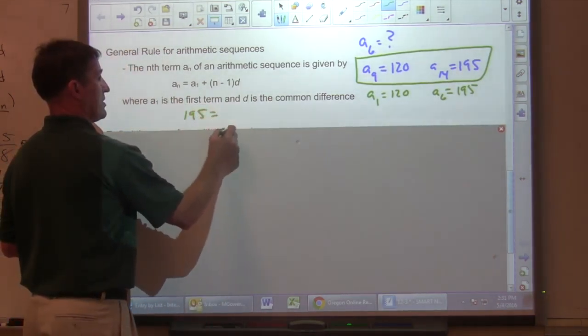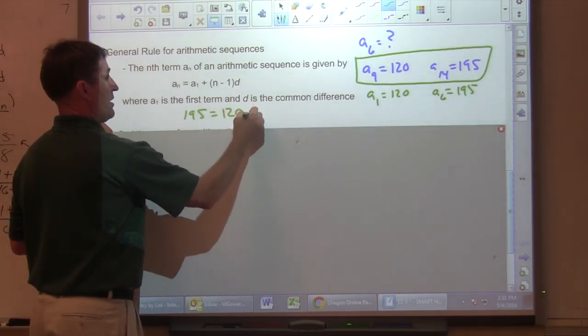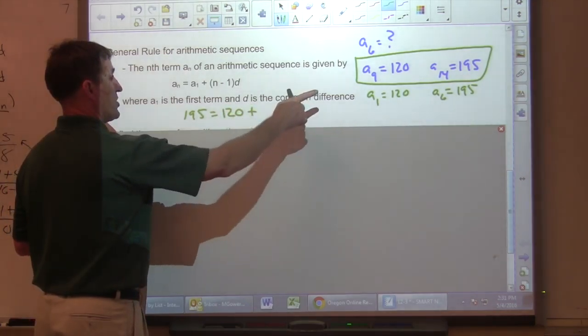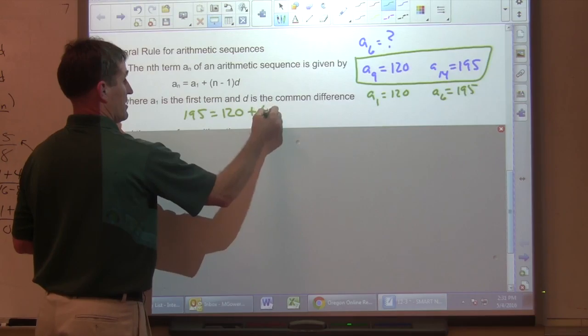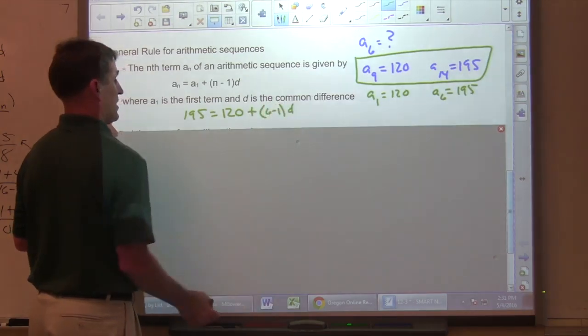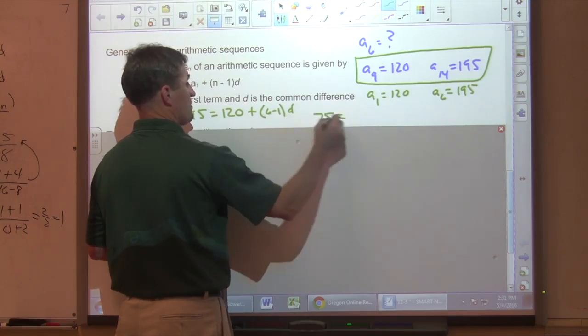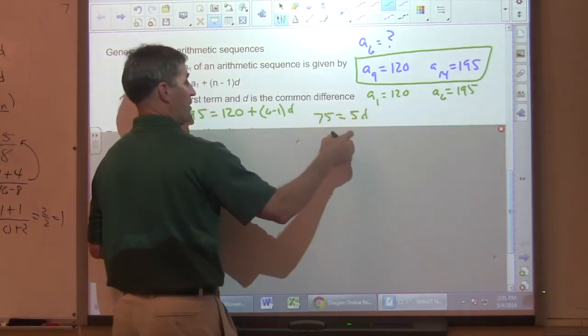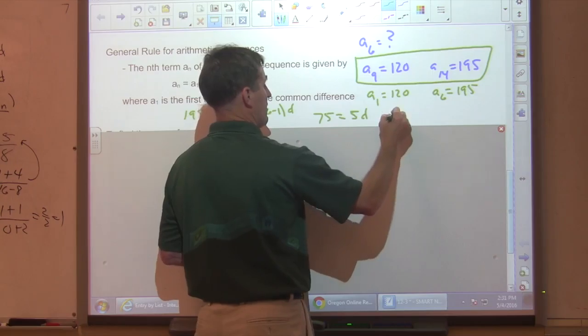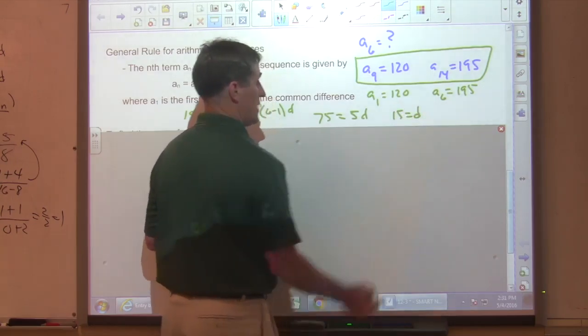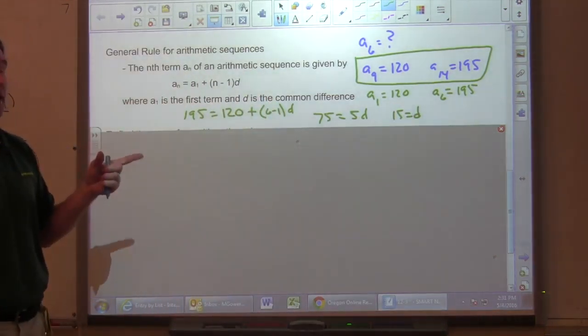195 equals 120 plus n, which is now 6, times d. So we subtract 120. We get 75, 6 minus 1 is 5d, and we divide by 5, and we get 15 equals d. So now we have 15.